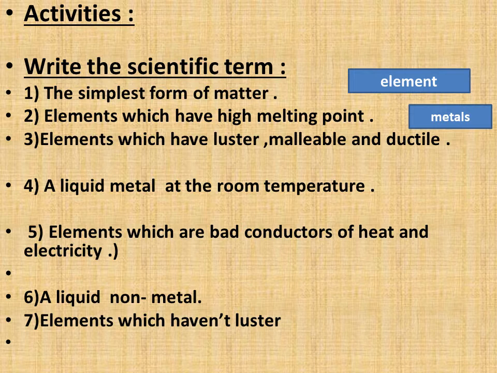Number three, elements which have luster, malleable, and ductile. Metals have luster, malleable, and ductile, but non-metals haven't luster and aren't malleable or ductile. So elements which have luster, malleable, and ductile are metals.